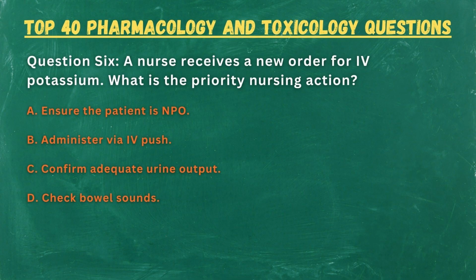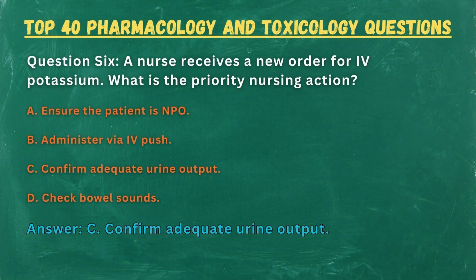Question 6. A nurse receives a new order for IV potassium. What is the priority nursing action? A. Ensure the patient is NPO. B. Administer via IV push. C. Confirm adequate urine output. D. Check bowel sounds. Answer: C. Confirm adequate urine output.